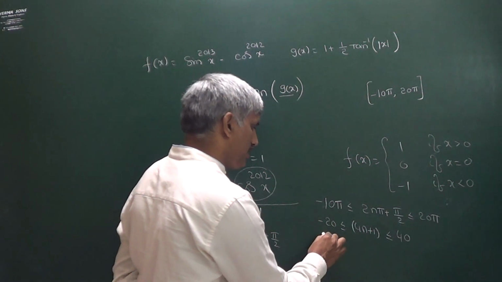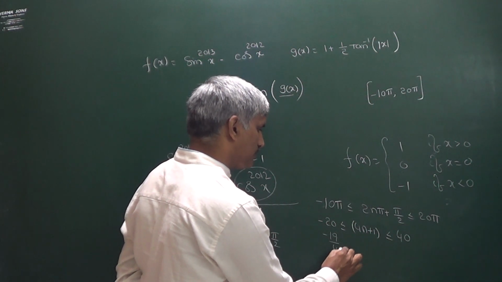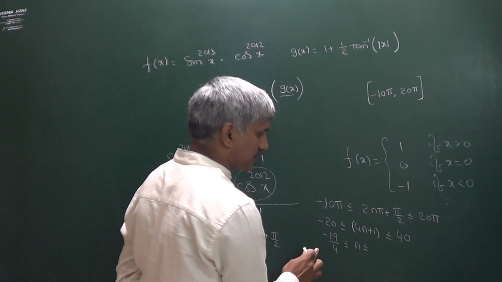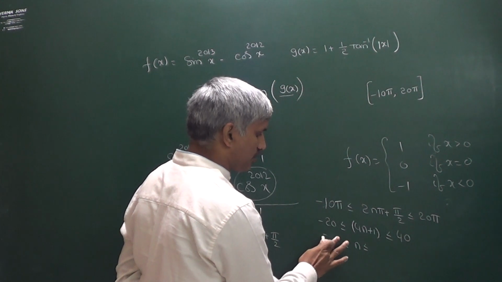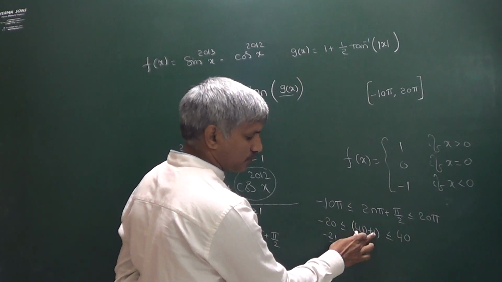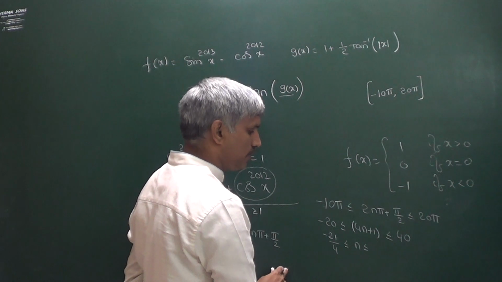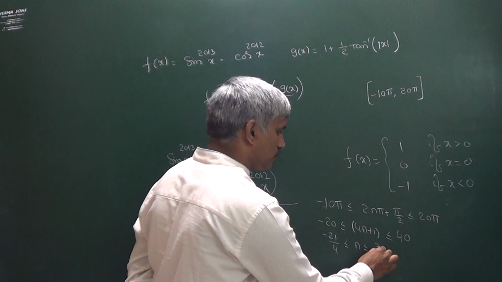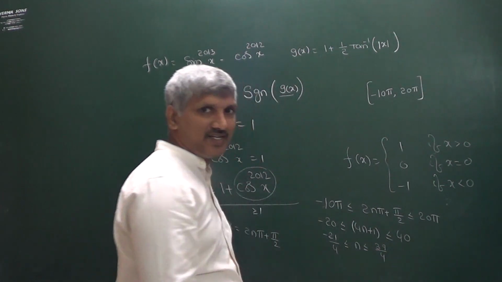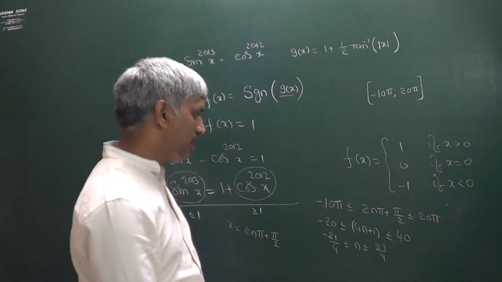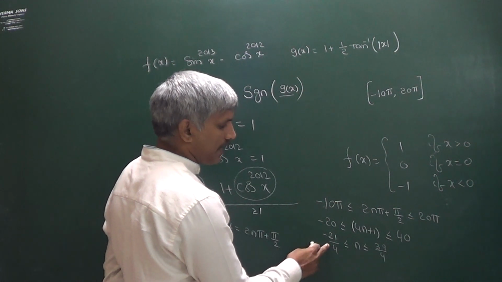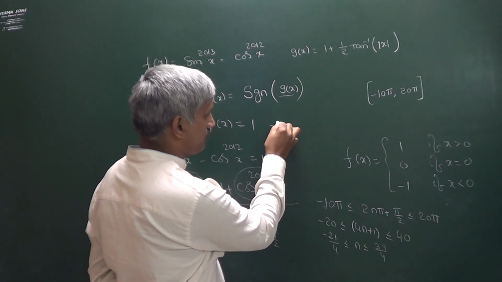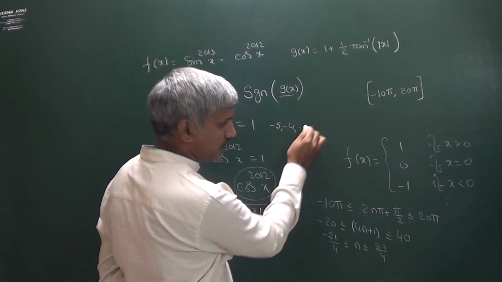Now you can check here. Minus 19 by 4 is less than or equal to n less than or equal to, not minus 19, sorry, this is minus 21, because plus 1 we are shifting to this side, divided with 4. Minus 21 by 4 less than or equal to n less than or equal to 39 by 4. But what is n? n is an integer. So between minus 21 by 4 and 39 by 4, what are the integers? That means minus 5, minus 4 and so on.